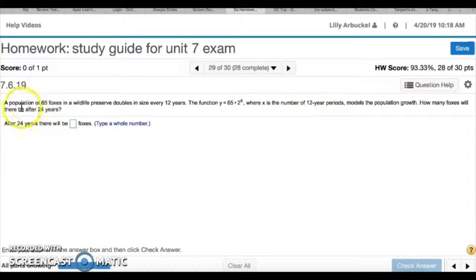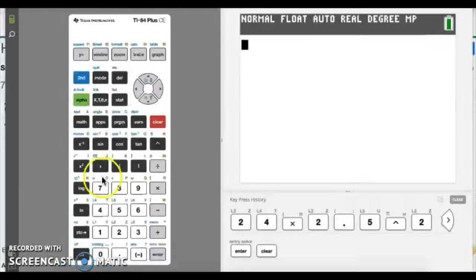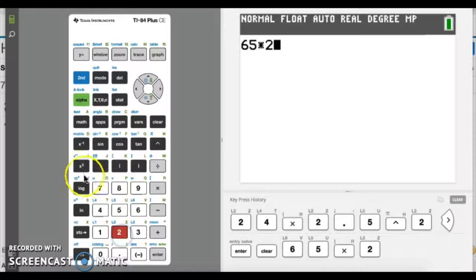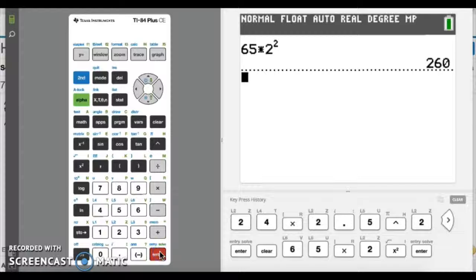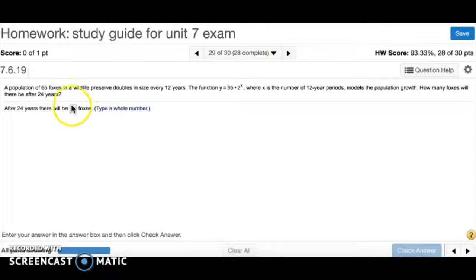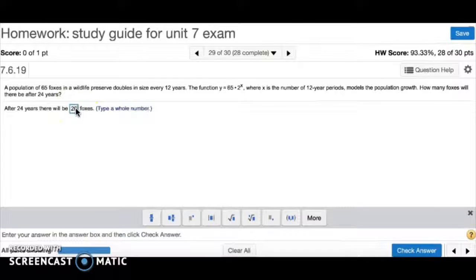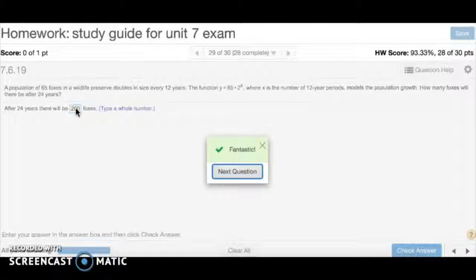Now, in 24 years, there is 2 12-year periods, because 12 times 2 is 24. So x will be 2 in this case. So we're going to replace x with 2 and evaluate it and see. So let's go to our calculator. So we have 65 times 2 squared, which is 260. That means there will be 260 foxes after 24 years. That's number 29.